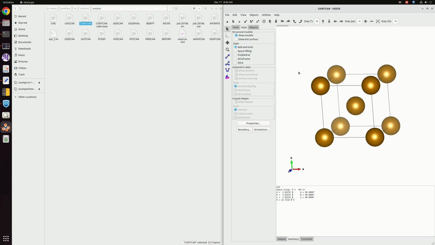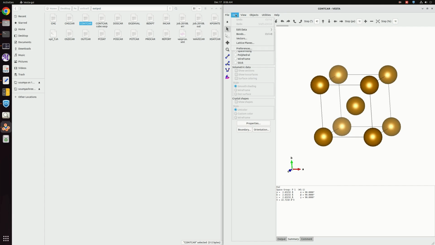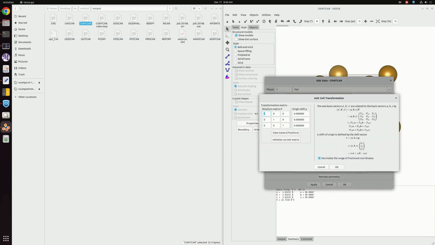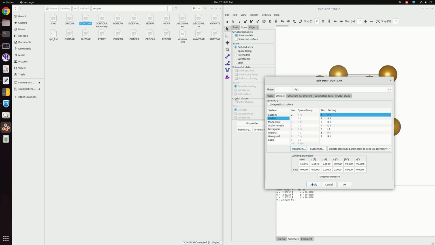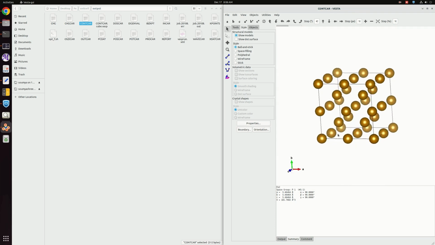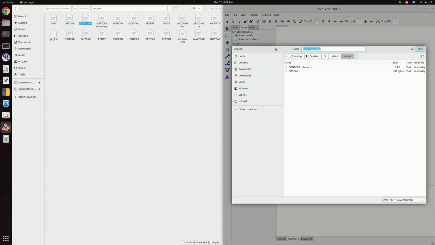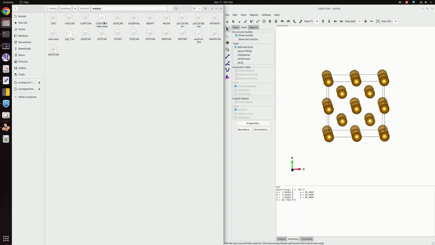Okay, so now this is optimized, and next, from this optimized structure, we have made a supercell. You can simply go to Edit, Data, Unit Cell, and here I have taken the supercell as 2x2x2, along all the three directions, and simply you can save this file. Suppose I am saving it as new. I have already done that, but just to show, I am doing that again.